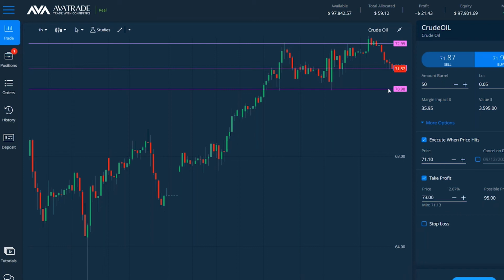And then my stop loss, if I'm entering here at 71.10, to get below the support level, my stop loss could just be right down here at 69.5, something like that, 69.6. So if I then put stop loss 69.6.